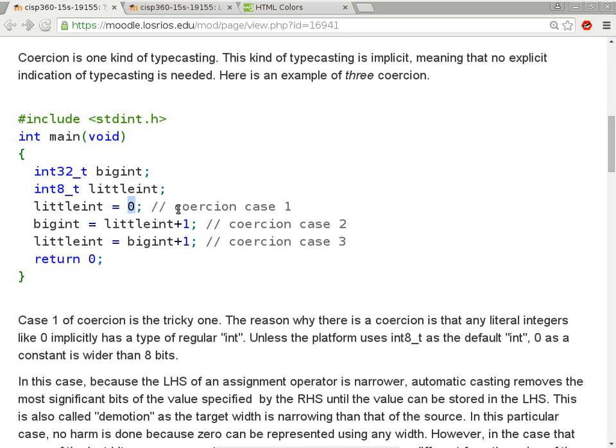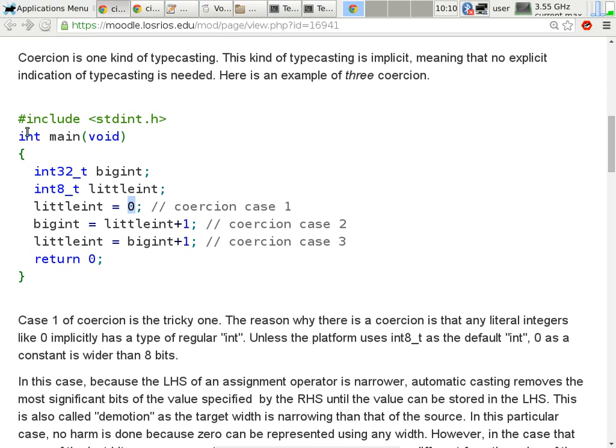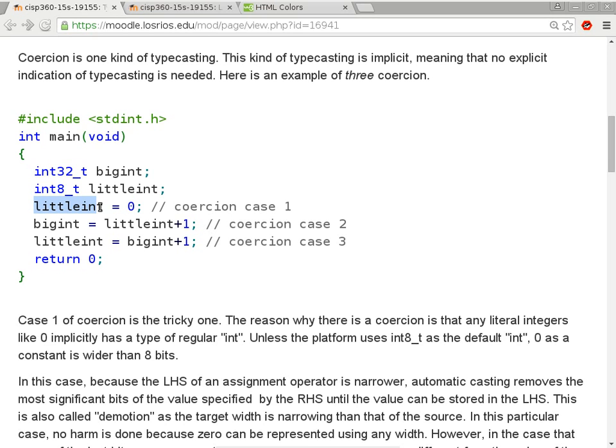But the problem is the other side, the left-hand side of the assignment, is little int. Little int only has 8 bits because of the way I specify the type. When you specify the type int8_t, it means I want an integer, but this is going to be a small integer. It only uses up 8 bits. So now we have a problem because I'm trying to store 32 bits into 8 bits.